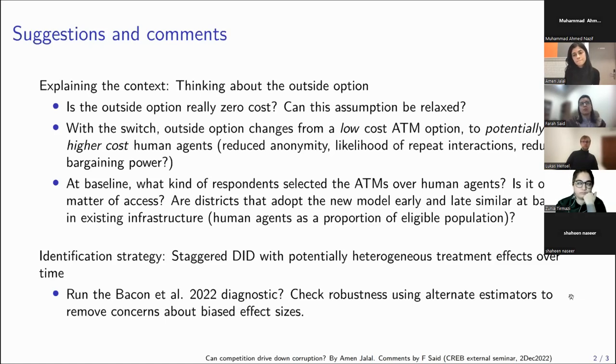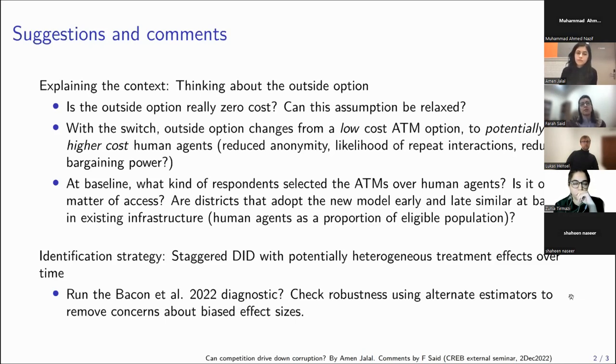So to me, the outside option is actually switching from a low cost ATM option, not zero cost, to potentially higher cost, where for women this has unobserved cost as well, because there's reduced anonymity with the people you're interacting with in the neighborhood. Mobile agents now know you're getting this cash regularly, et cetera. So some of that I think could be relaxed a bit.